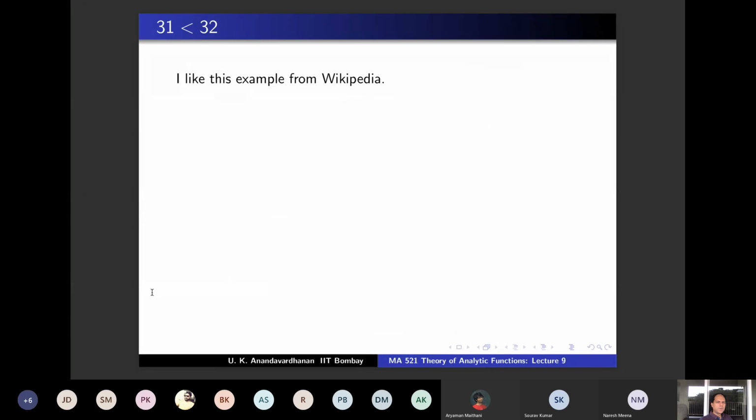I like this example from Wikipedia because it uses that 31 is strictly less than 32. Of course you can take any two numbers and cook up such a polynomial, but this is already there. So let's see, this is a standard application. You take the polynomial z^5 plus 3z^3 plus 7. Of course it is cooked up in such a way that this number comes there. And you take the disk |z| strictly less than 2.